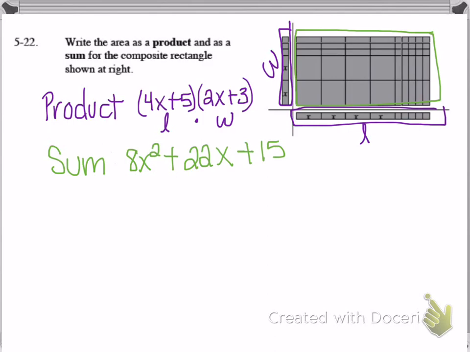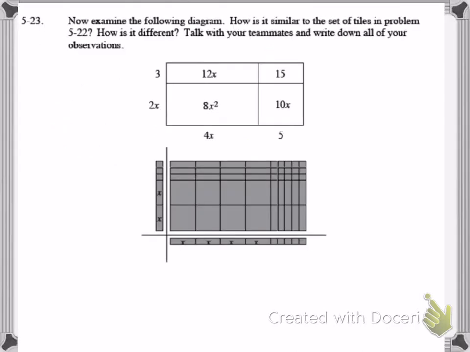At this next image, I want you to take a look at and compare how one rectangle is different than the other. So please pause this video and give time for students to talk to their partner about how these two images are similar and how they are different.